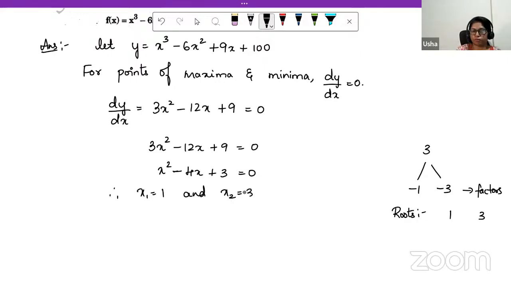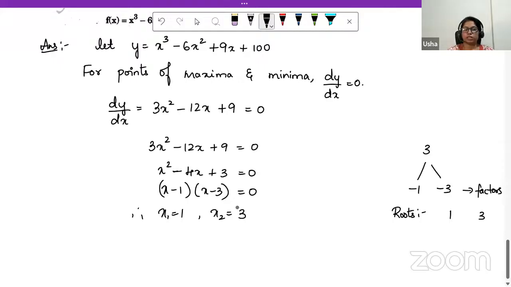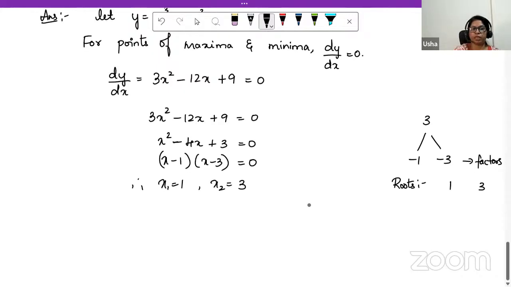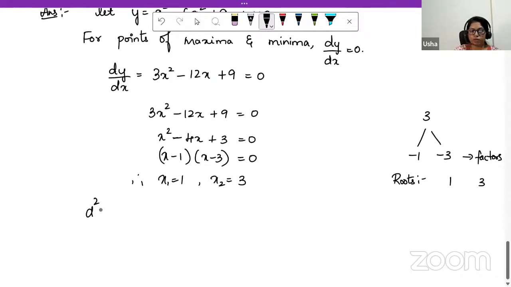You can directly write like this, or write one more step: x minus 1 into x minus 3 is equal to 0. These are the factors, minus 1 and minus 3, that you should write here. Therefore, x1 is 1 and x2 is 3. Have all of you understood? This is your first step. We have got two values for x. Now we will find d square y by dx square.